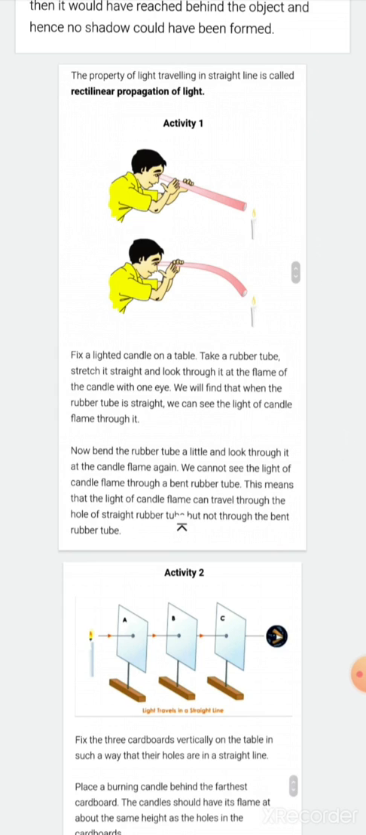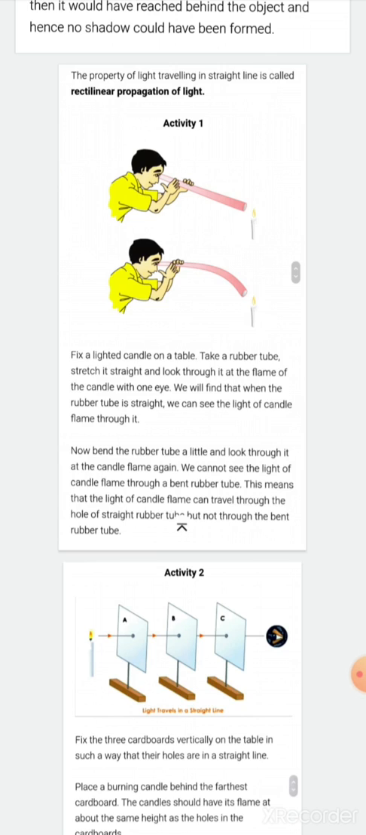Take a rubber tube, stretch it straight and look through it at the flame of the candle with one eye. We will find that when the rubber tube is straight, we can see the light of the candle flame through it. Now bend the rubber tube a little and look through it at the candle flame again. We cannot see the light of the candle flame through a bent rubber tube.